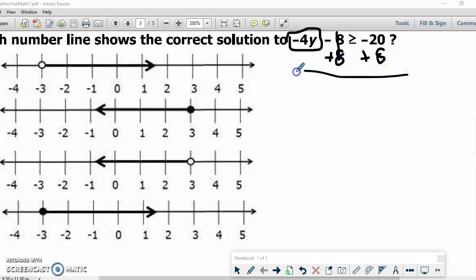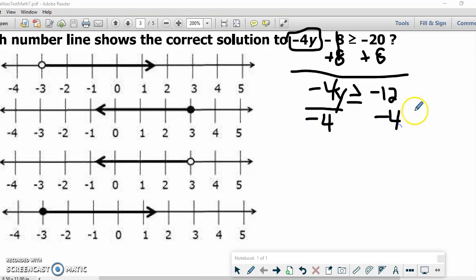Those 8's cancel out, and I'm left with -4y. -20 plus 8 gives me -12. I am not multiplying or dividing by negative numbers, so my sign stays the same. Now, I'm left with -4y greater than -12. So to get y by itself, I'm going to divide by -4 on both sides. I'm left with y on one side. -12 divided by -4 gives me +3.